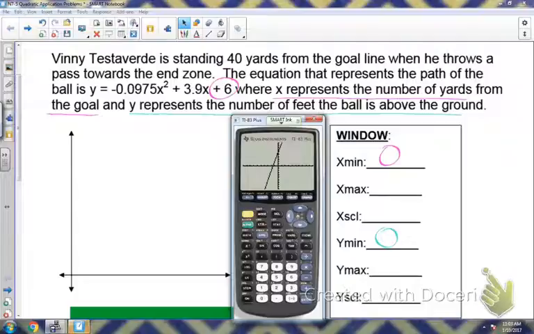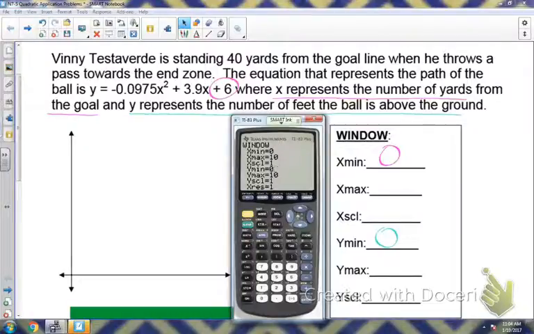Now notice, if we don't adjust our window, we see a line. We should not see a line. We should see a parabola if we're looking at the entire graph, because this is a quadratic. Okay? So we're going to go ahead and go to the window. My X min, we already said we want to set at 0 because we're not going to be looking at any negative yards. And then same thing for your Y min. We're going to set that at 0 because we're not going to be looking at any negative numbers for our feet the ball is above the ground.